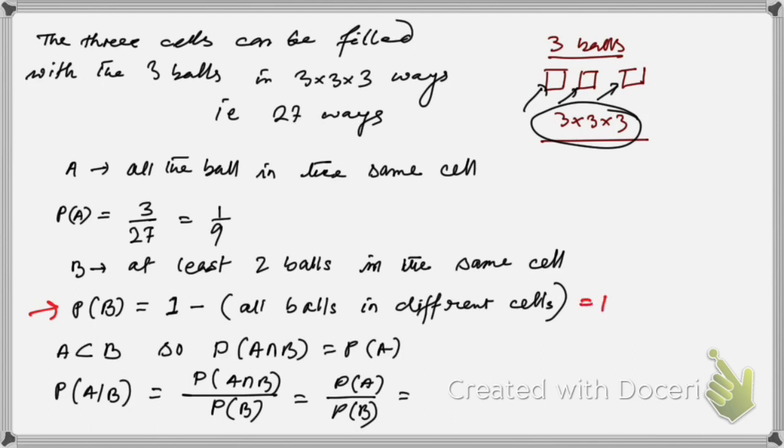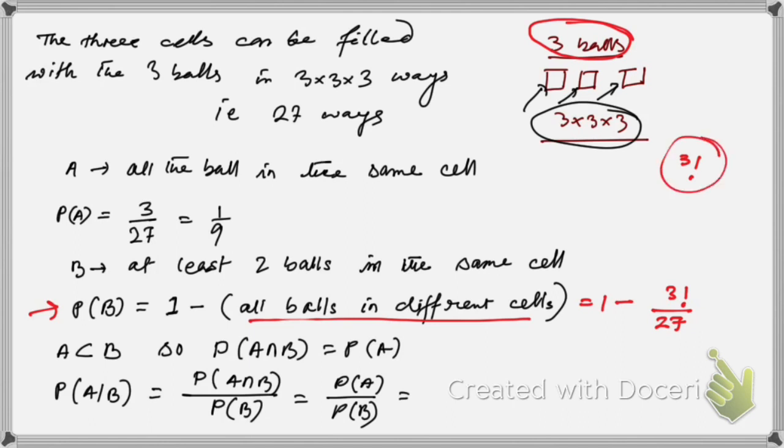Probability of B is going to be 1 minus the probability that all balls are in different cells, and that is factorial 3 by 27, right? Factorial 3 by 27, because we can fill the cells with the 3 balls in factorial 3 ways.